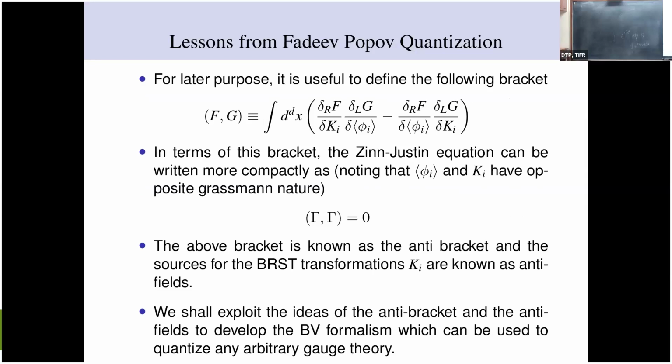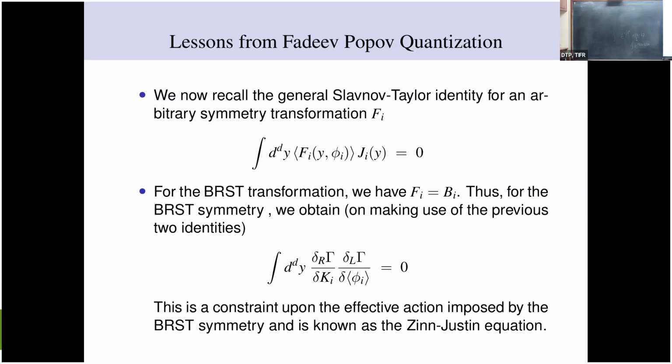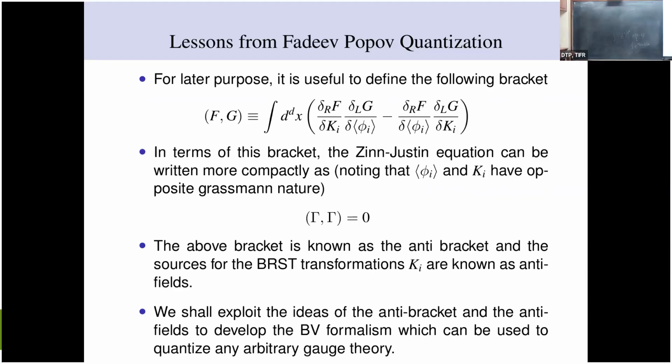Okay, so what we can do is define this bracket, where you have this delta R. Suppose you have two general functions f and g, then you define this bracket. Then this identity which we had, the constraint on the effective action due to this BRST invariance, can be written in a very compact way: this bracket vanishes, (gamma, gamma) = 0. So in terms of this bracket, it's a very compact expression.